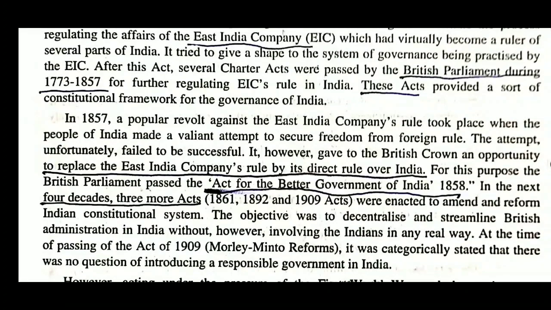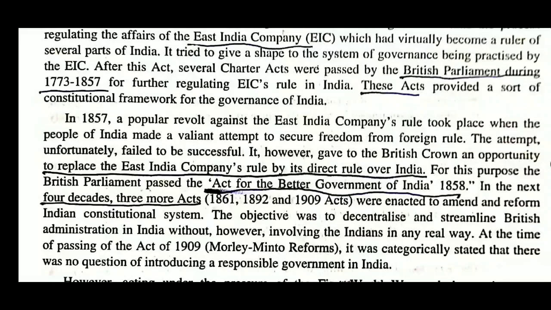In 1857, a popular revolt against the East India Company's rule took place when the people of India made a valiant attempt to secure freedom from foreign rule. The attempt unfortunately failed. It, however, gave the British Crown an opportunity to replace the East India Company's rule by direct rule over India. For this purpose, the British Parliament passed the Act for the Better Government of India, 1858.